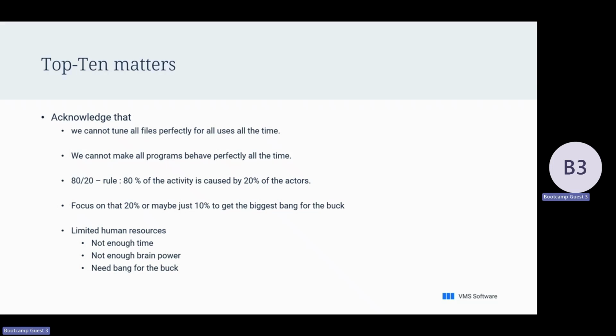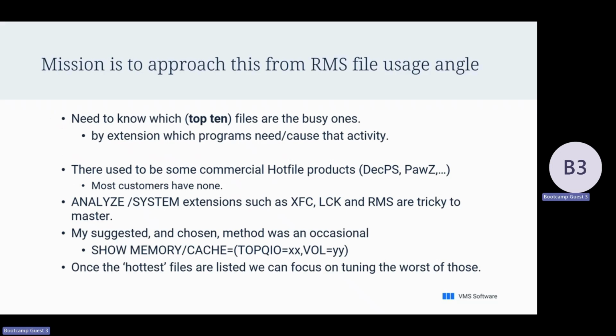Does anybody here have a tool to find hot files? They existed. I'll get to that slide. So we need to know which top 10 files or which top 50 files, pick a number, any number, are the busy ones, and by extension, we really also would like to know which programs use those busy files. There's an interaction going. There used to be some tools like DECps and PAUSE. They may or may not be available in various versions. Nobody seems to have them, not the customers that called in on.